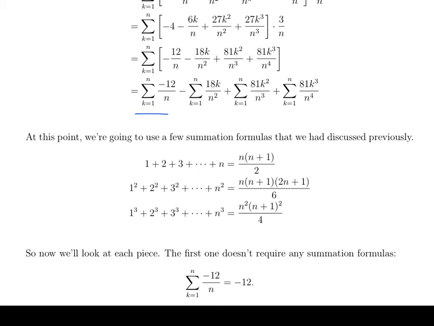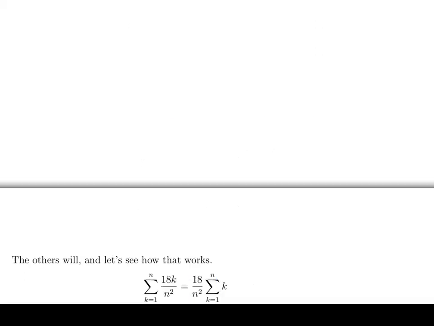Okay, so we're going to start with this piece here. Now that piece does not require any summation formulas because there's no k that you see in here. This has no k in it, so you're just adding that up n times, so you just end up with a negative 12. Now the rest of these are going to require some summation formulas, these ones here, to help us out. And so these others are going to require these summation formulas that we're talking about. So let's see how this works.